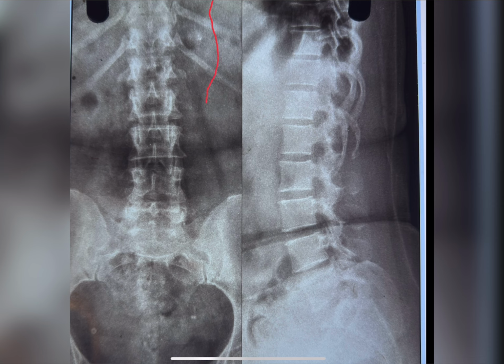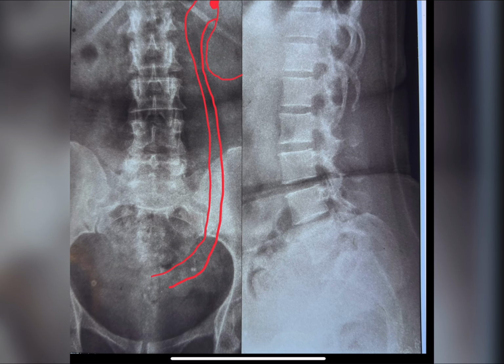So this is where the kidney is located. This is the left kidney. This area is known as the hilum of the kidney, from where the renal artery, renal vein and the ureter enter and exit the kidney. So I can say that this is how the ureter is extending into the inferior aspect of the abdomen.